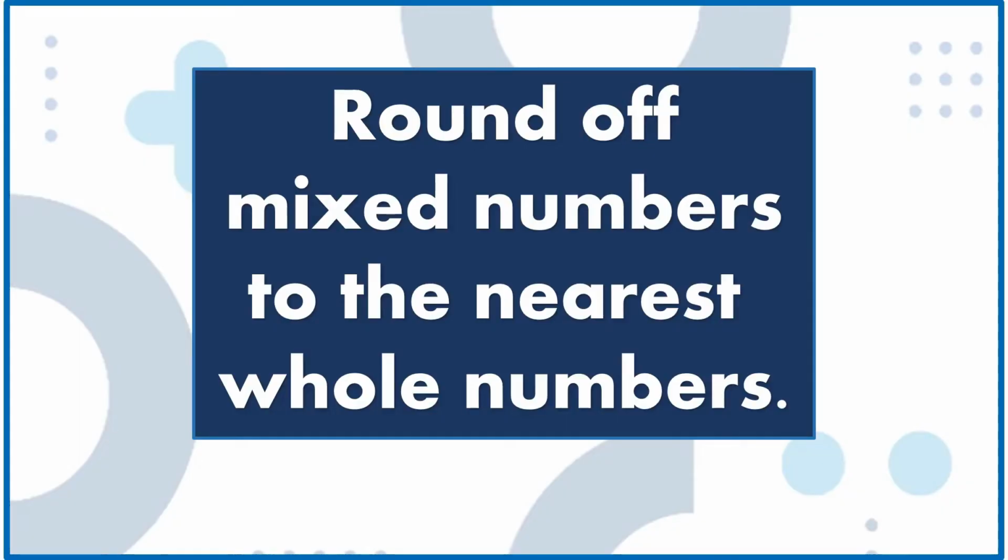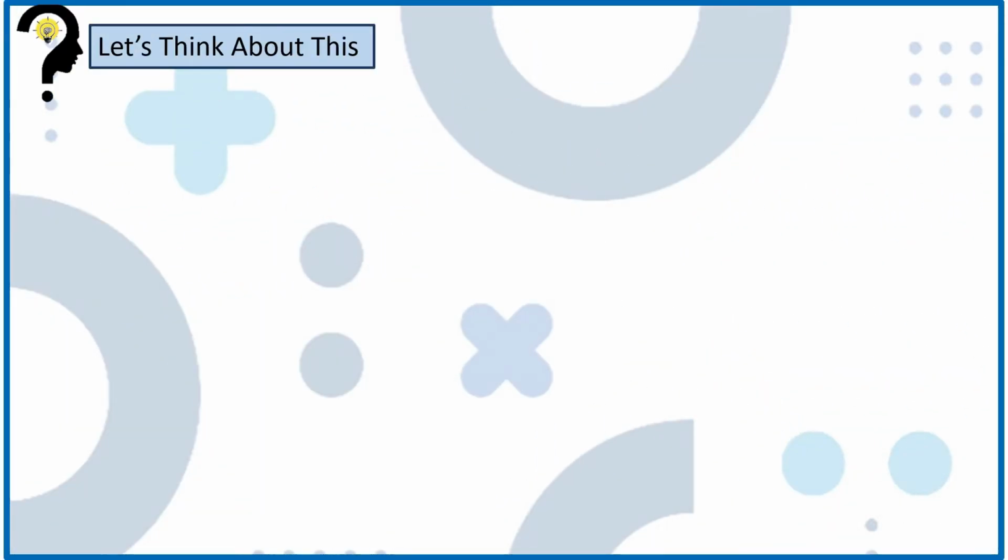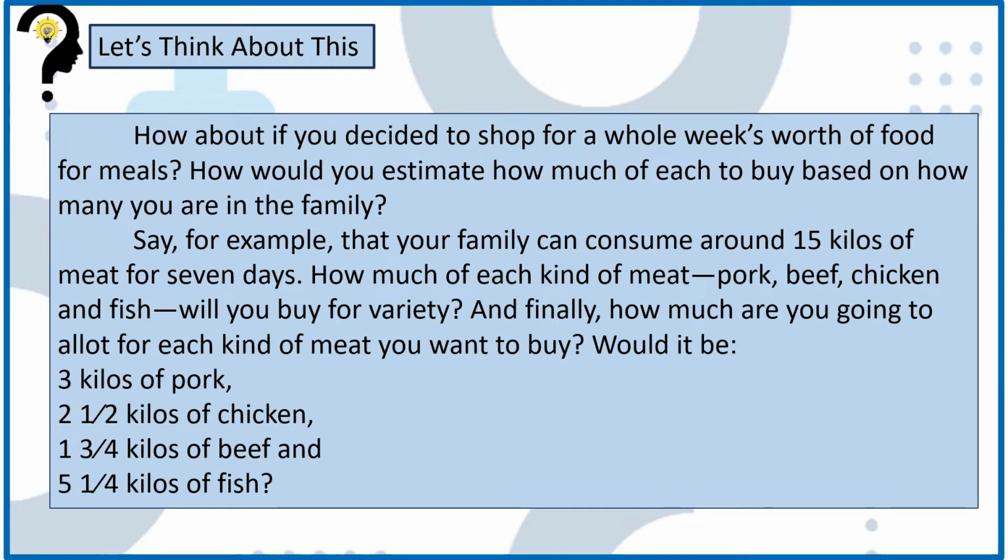Rounding off mixed numbers to the nearest whole numbers. When you decide to shop for a whole week's worth of food for meals, how would you estimate how much of each to buy based on how many of you are in the family? Say, for example, that your family can consume around 15 kilos of meat for 7 days. How much of each kind of meat, pork, beef, chicken, and fish, will you buy for variety? And finally, how much are you going to allot for each kind of meat you want to buy?